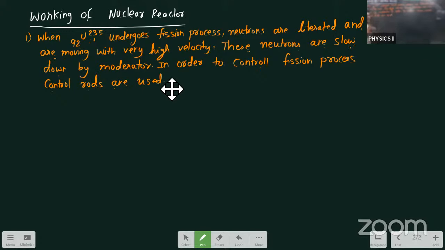Now, once the process has been controlled, and we know that a huge amount of heat energy is generated, in order to absorb that heat energy, what will we be doing? We'll be passing coolant through that system. So what is happening next?